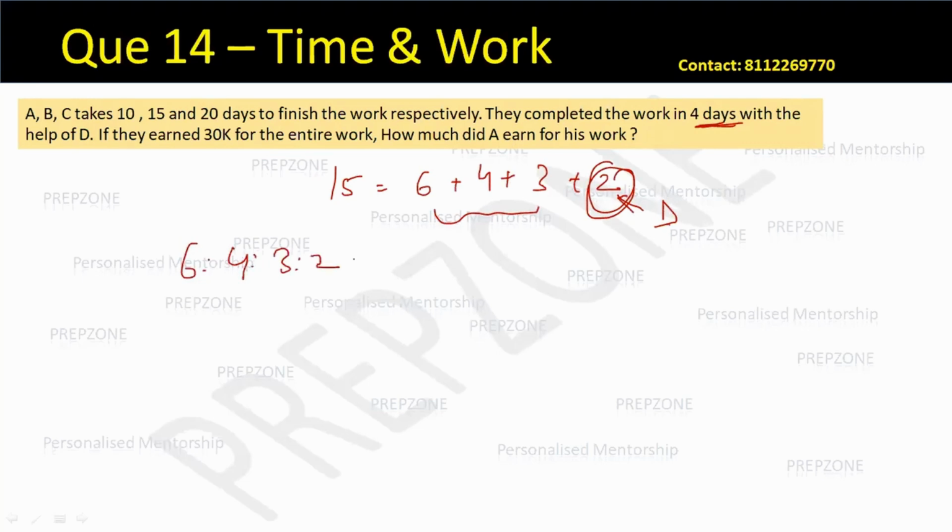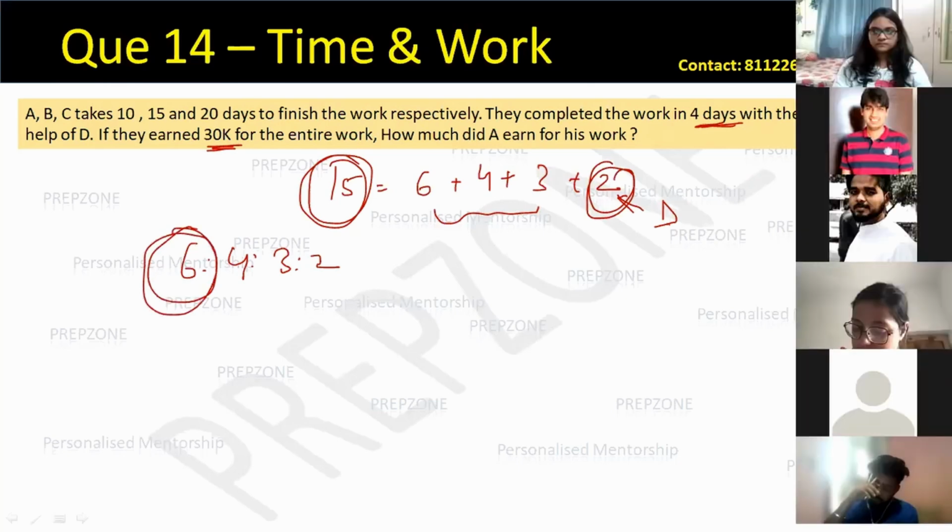This total is 15 units, and 15 units would correspond to the total amount of 30,000, which means 1 unit will be 2,000. So you have to calculate the amount earned by A, which is 6 units. So 6 units into 2,000, 12,000 is the amount earned. Clear?